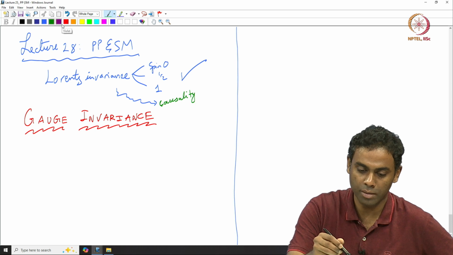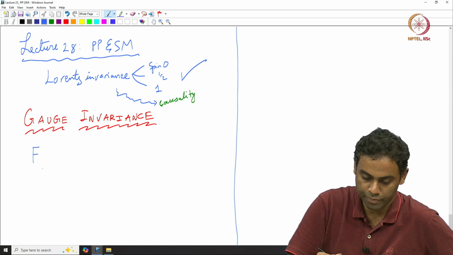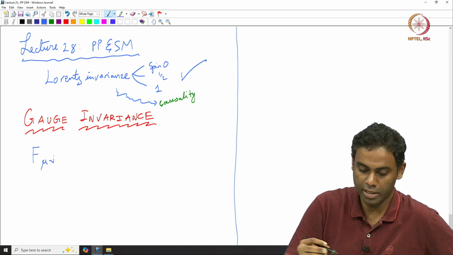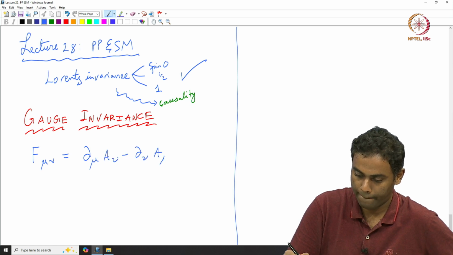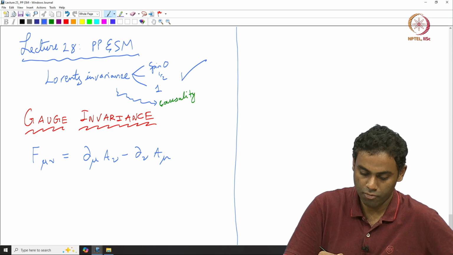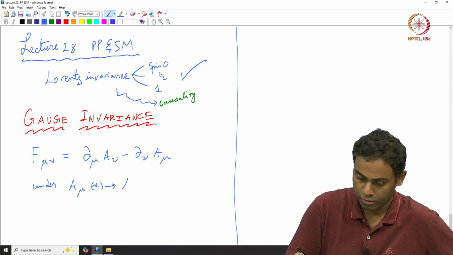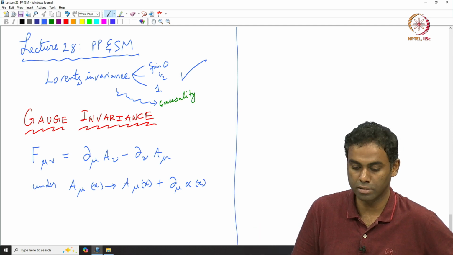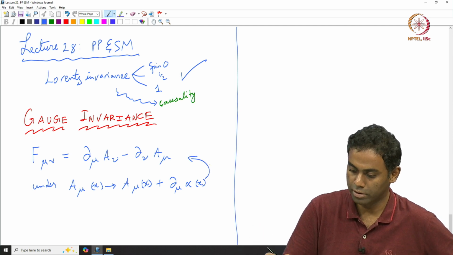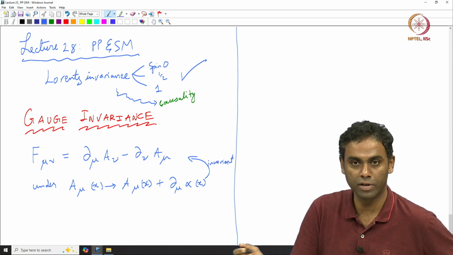But gauge invariance is something else, right. We already had a taste for it. Remember, we wrote down the field strength tensor, right, when we dealt with spin 1. Remember this, and we saw that under A_mu going to A_mu plus partial_mu of alpha(x), for any arbitrary function alpha(x), we saw that the field strength tensor is invariant. So if you construct a Lagrangian using just the field strength tensors, it is invariant.